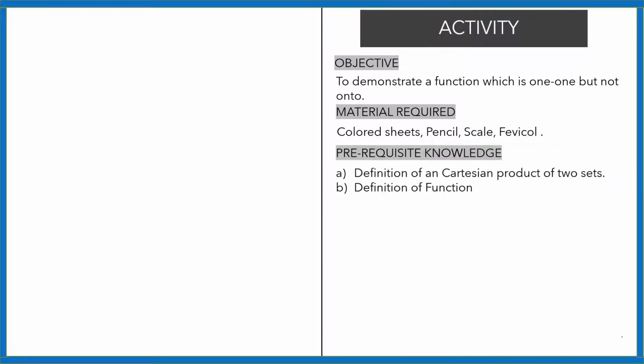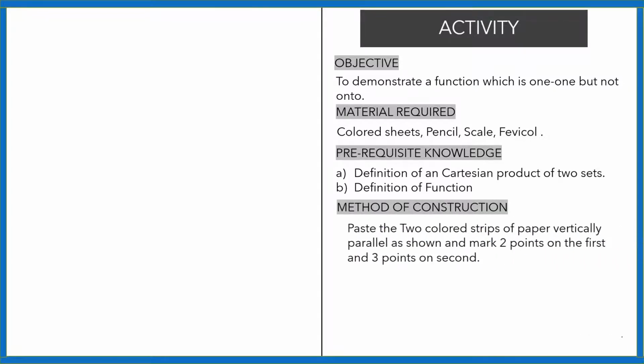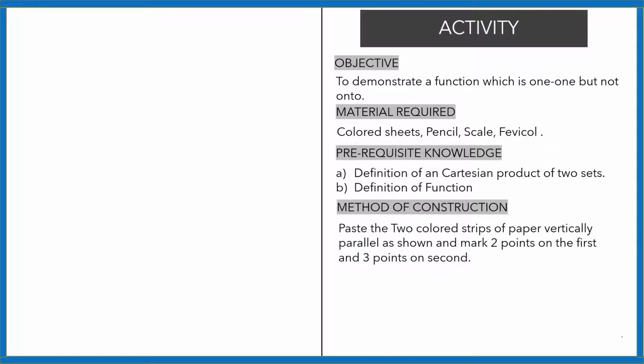Prerequisite knowledge: you know the definition of Cartesian product of two sets and you are also aware of the definition of function. Method of construction: paste two colored strips of paper vertically parallel as shown and mark 2 points on the first and 3 points on the second.